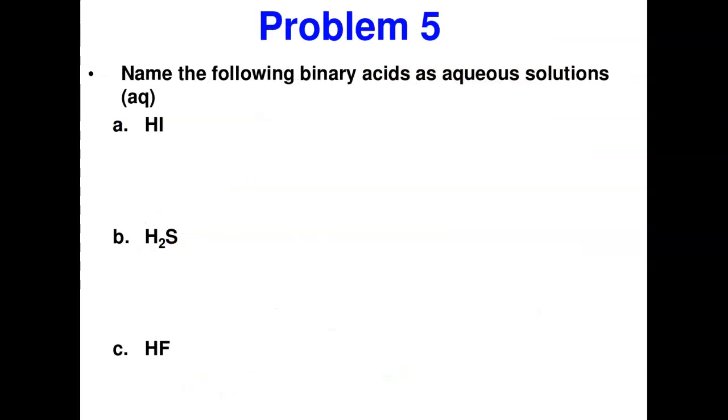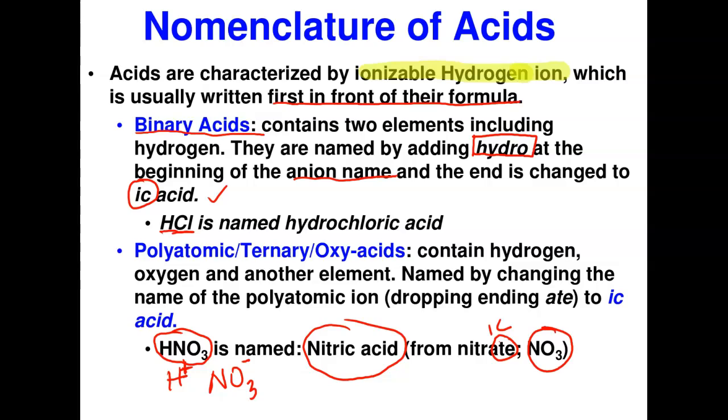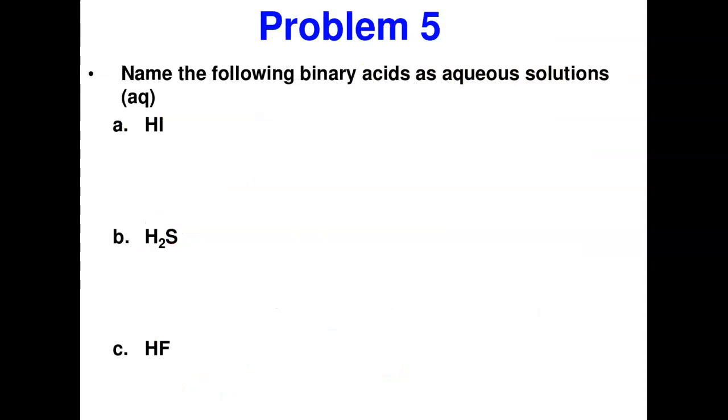It says, name the following binary acid. Again, remember, the first thing you need to do is name them with hydro. This is the first one, hydro. Then you drop the ending. So remember, we put hydro in the first place. Hydro, that's the first thing.